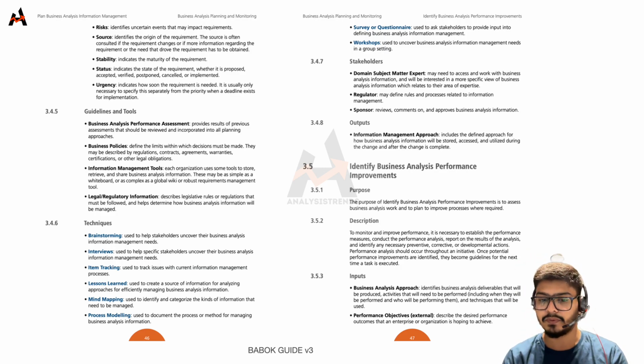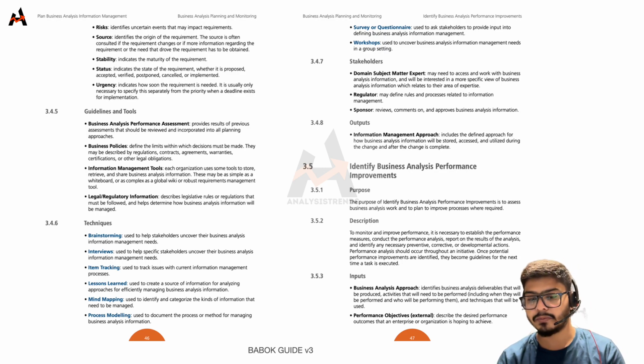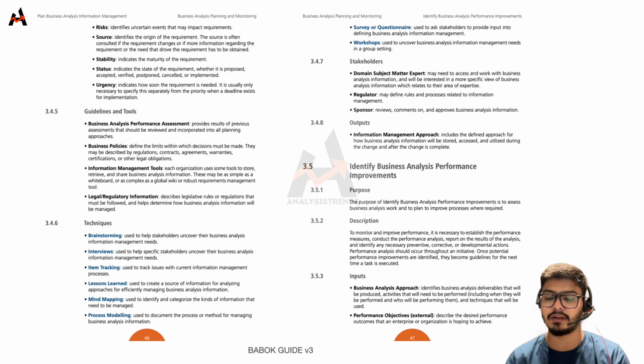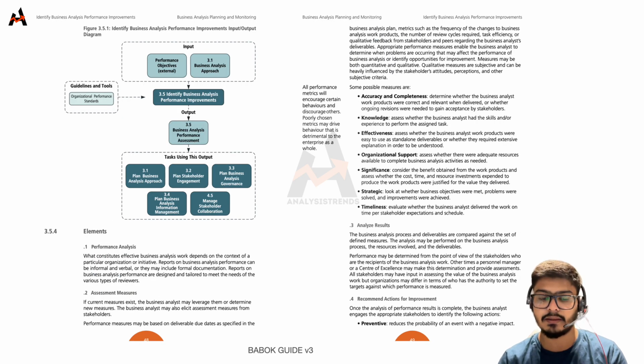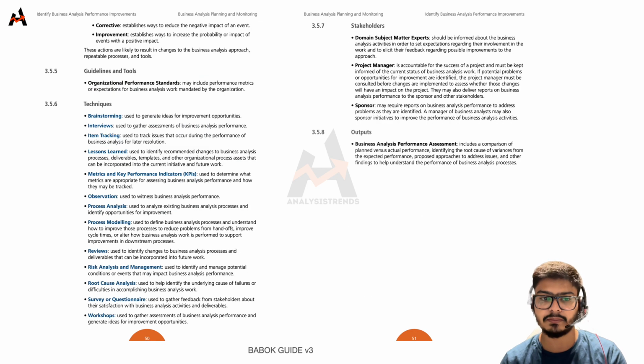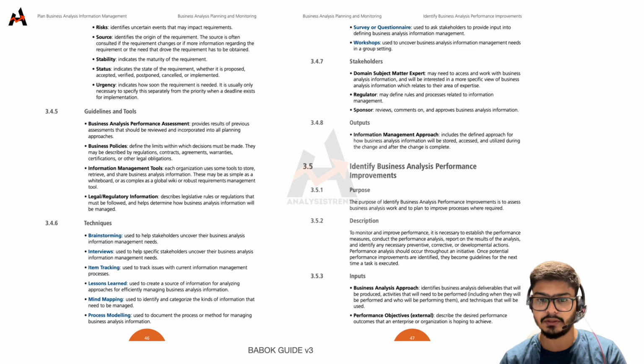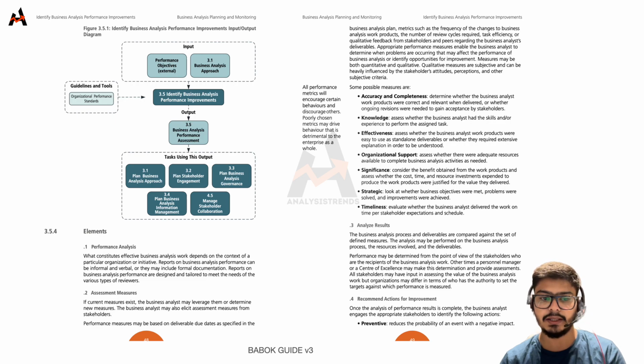Now, what are the inputs we need here? The business analysis approach and the performance objectives. Performance objectives depend on the enterprise and organization, that is, what is expected from the business analyst by the organization, right? Next are the elements. There are four different types of elements. The first one is the performance analysis. The second is assessment measures. Third is analyze results, and fourth is recommend actions for improvement.